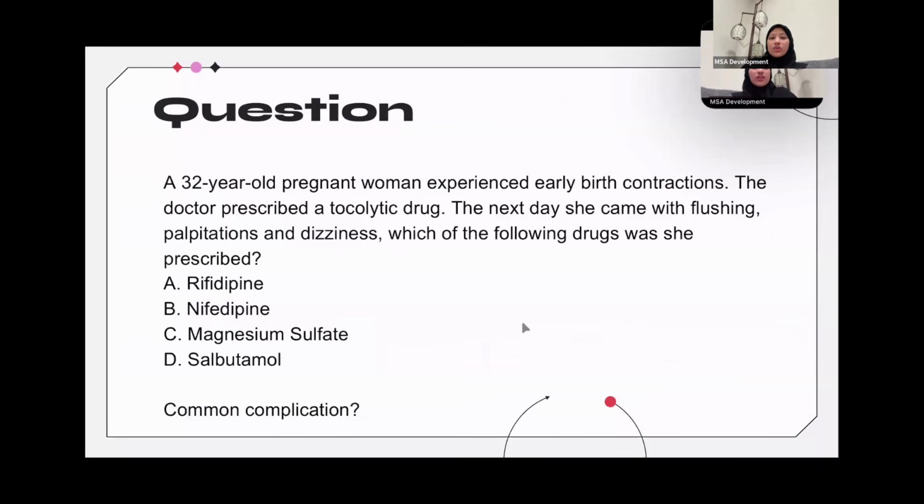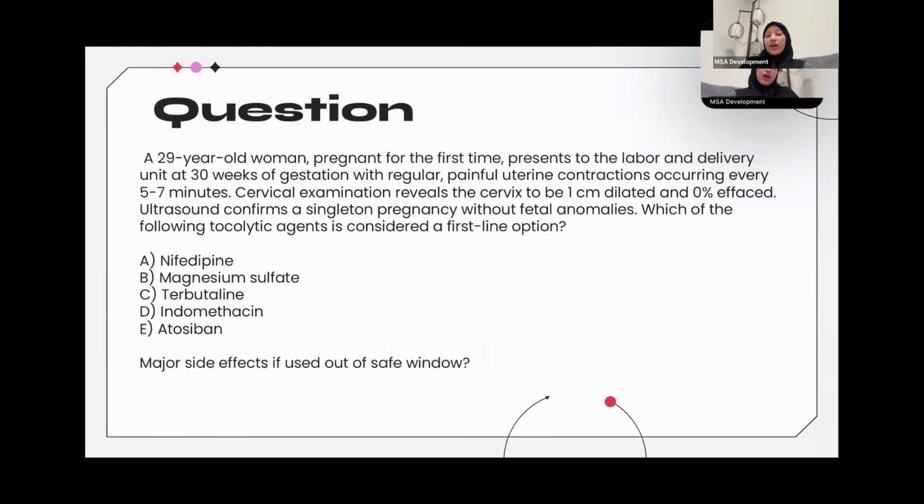Okay, so a 32-year-old pregnant woman experienced early birth contractions. They want a tocolytic drug. Next day, she came with flushing, palpitation, dizziness. Which one was used? Nifedipine, right? What is a common complication? It is, oh, I have it in the notes, hypertension.